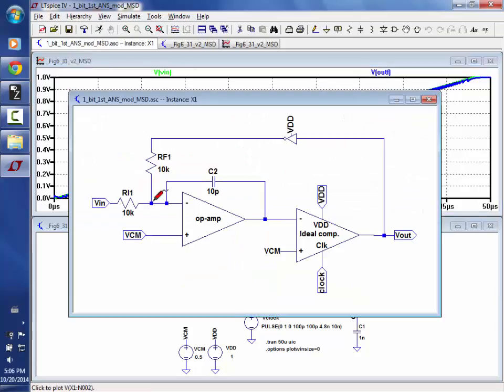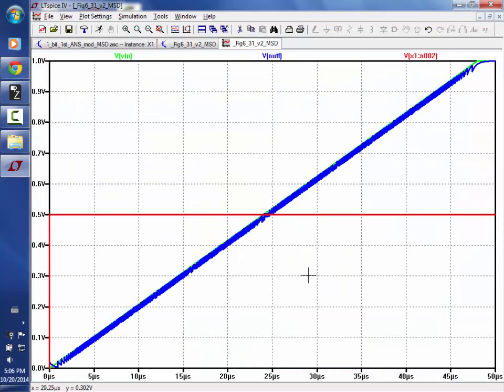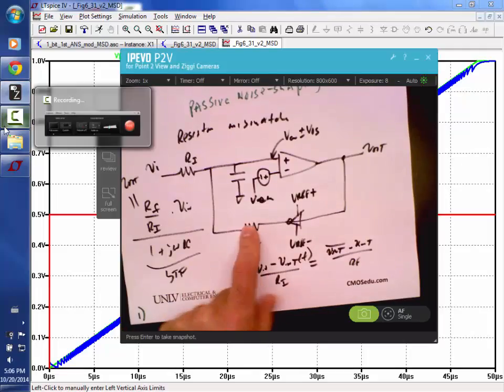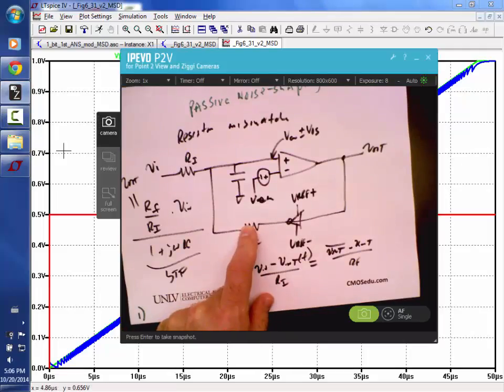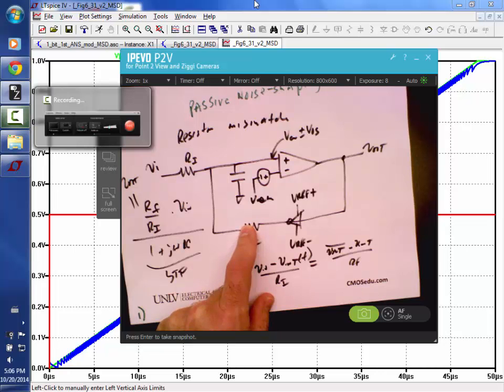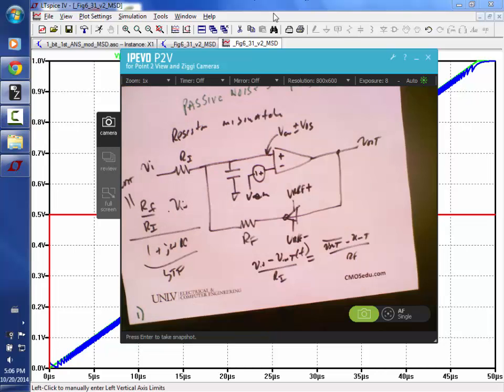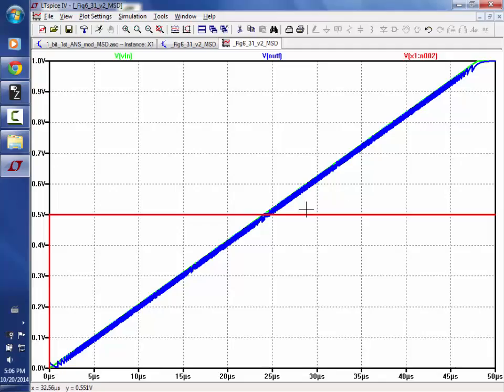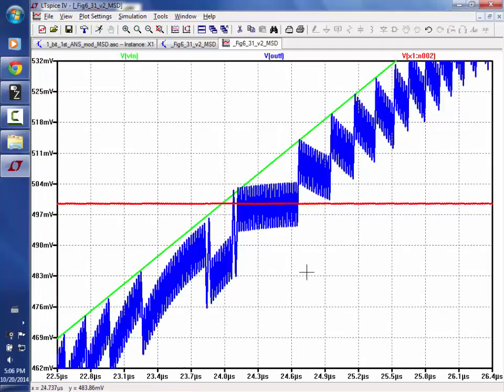I'm now holding Vint constant. Let's plot Vint. It's not wiggling around. I don't have this situation here where things are changing. Any questions? You say, oh, but there still is a dead zone. Sure, but look how small it is.